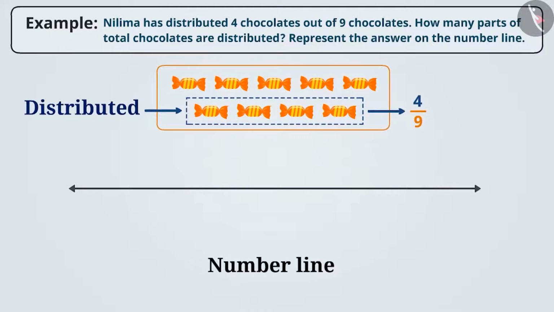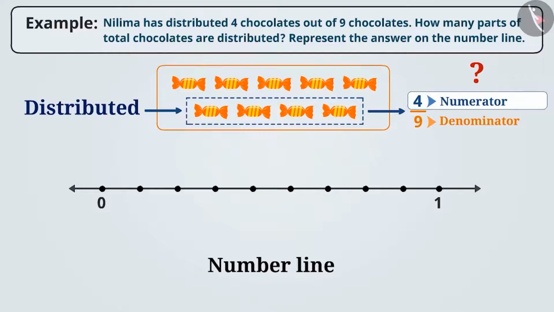To represent this on the number line, first, we will check the denominator of the fraction. Here, the denominator is 9, which tells us that the unit distance should be divided into 9 equal parts. Similarly, 4 is the numerator of this fraction. Can you tell me what you've understood from numerator 4? Think for a while. You've got it right. This tells us that out of the total equal parts, 4 parts have to be taken. So we count 4 from 0 and write the fraction as 4 by 9.